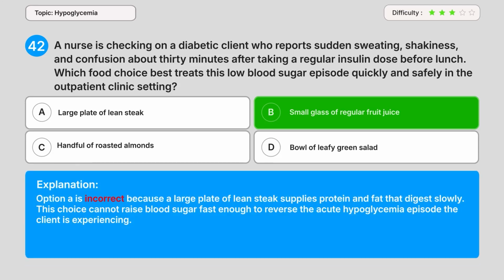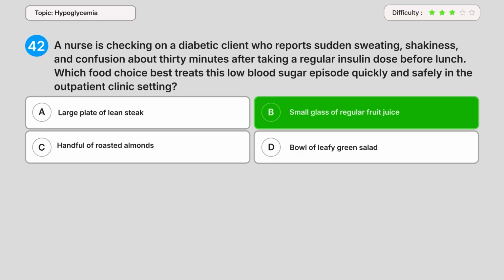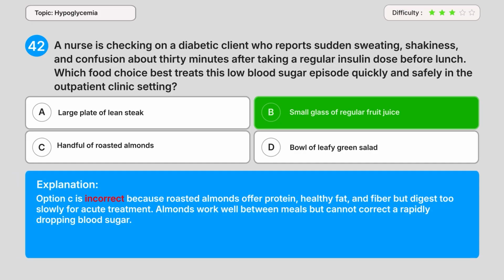Option A is incorrect because a large plate of lean steak supplies protein and fat that digests slowly. This choice cannot raise blood sugar fast enough to reverse the acute hypoglycemia episode the client is experiencing. Option C is incorrect because roasted almonds offer protein, healthy fat, and fibre, but digest too slowly for acute treatment. Almonds work well between meals but cannot correct a rapidly dropping blood sugar.